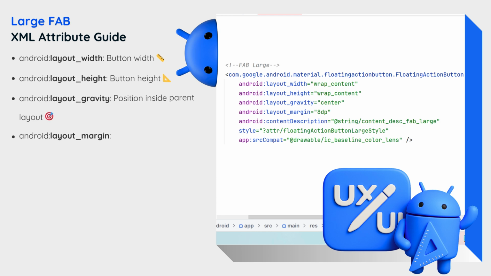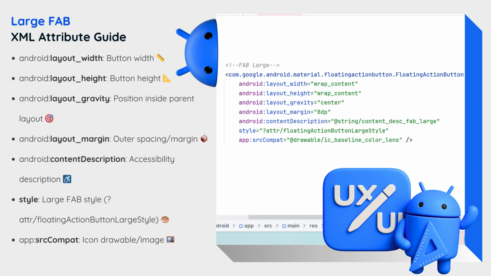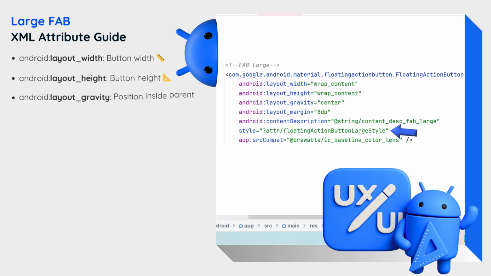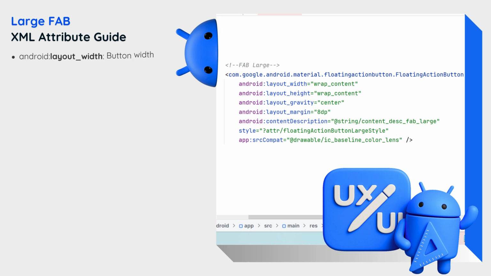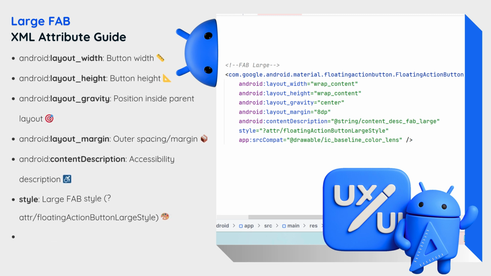Let's explore the XML attributes for a large FAB in Material 3. Start with layout_width and layout_height to define the button's size. Use layout_gravity to set the position of the FAB inside its parent, and layout_margin to add space around it. The content description is important for accessibility, making the FAB's action clear for screen readers. Set the style to floatingActionButtonLargeStyle for the default large FAB look and feel. Finally, srcCompat is used to add the icon or image that will appear inside the FAB. These attributes allow you to create a larger FAB that stands out and improves user interaction.